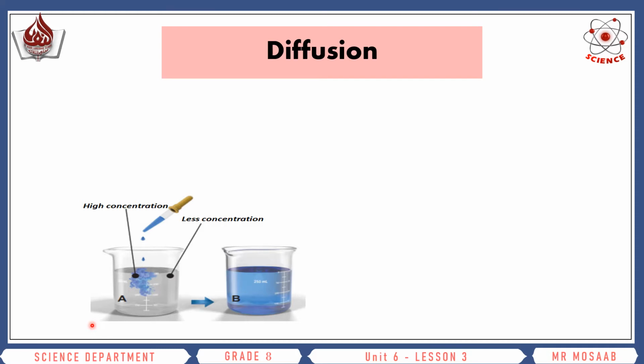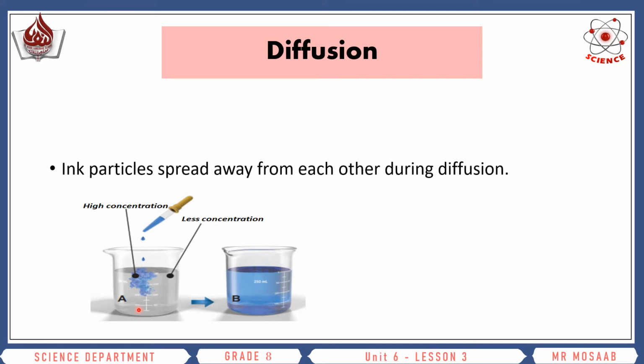Yes, exactly, the ink particles spread away from each other. They are going to spread in the water. So ink particles spread away from each other. This is called diffusion. So what is the meaning of diffusion? As you see, the ink particles move away and spread in the water, so the water becomes blue.